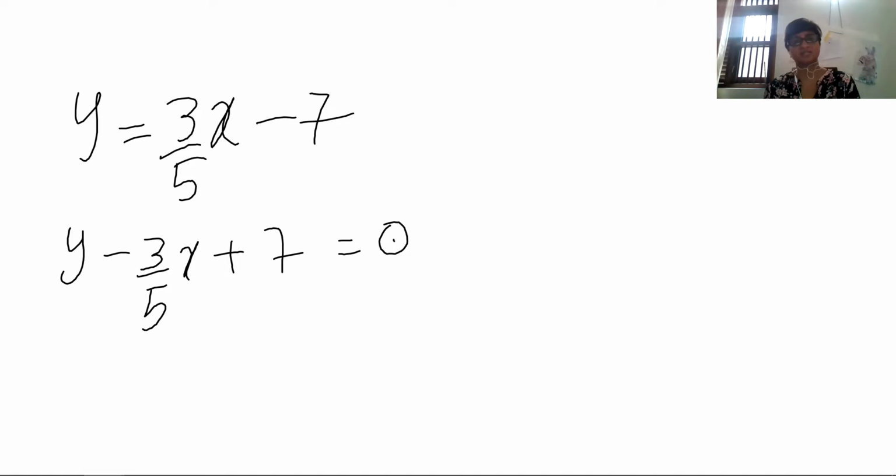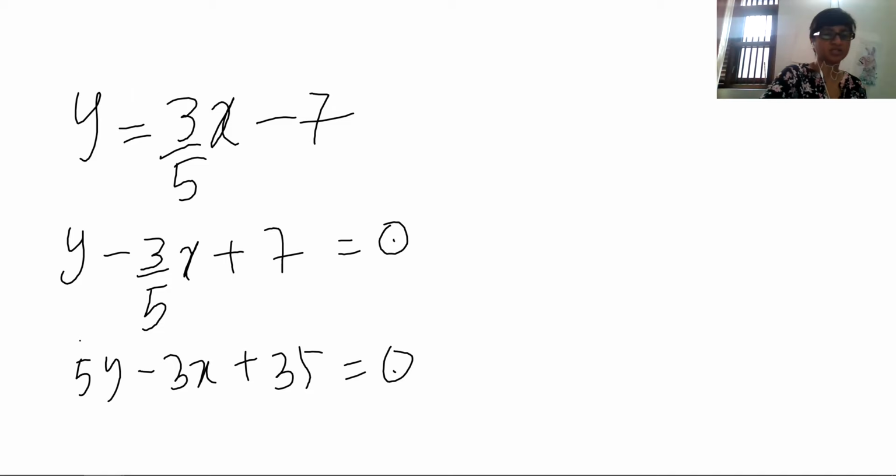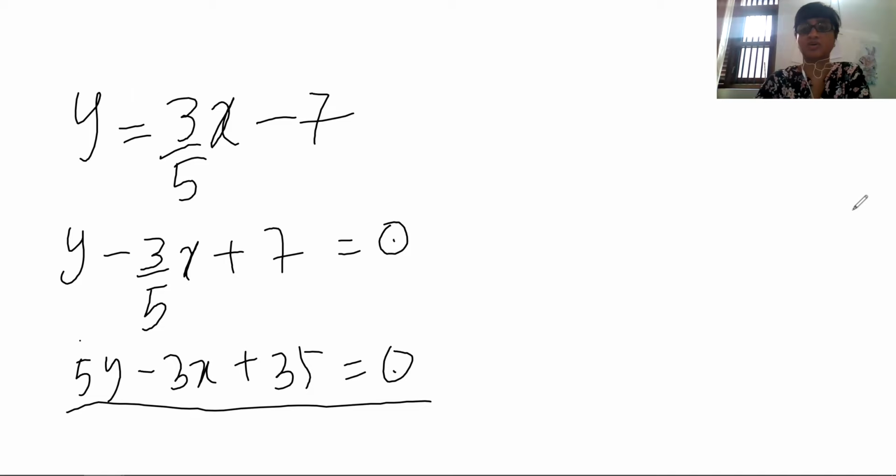That's it. Okay. So it's just that form that is called standard form. If you don't like the fraction, you can multiply everything by 5. 5y minus 3x plus 35 equals 0 would also be standard form. It's better actually to give it in this way without keeping fractions. Okay, that's it. So similarly, if you have an equation written in point slope form, let's take an example, say y minus 3 equals 1/2 times x minus 4, something like that.